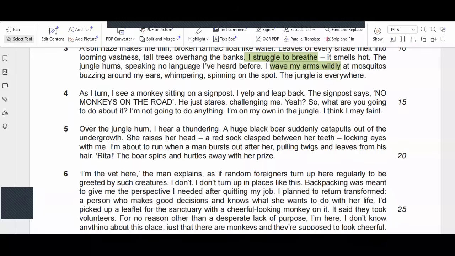So, with the instructions given in the question, we are supposed to consult line number 15, and this is line number 15. Monkey is on the board, he just stares, challenging me. "Yeah, so what are you going to do about it?" This is line number 15.